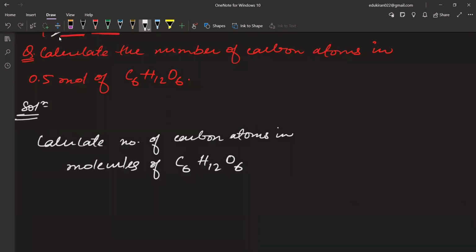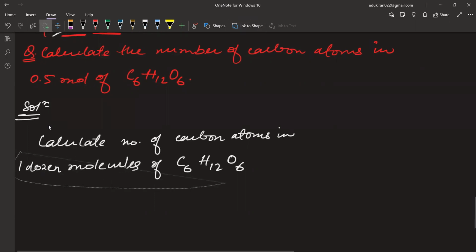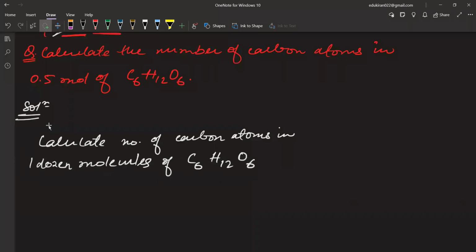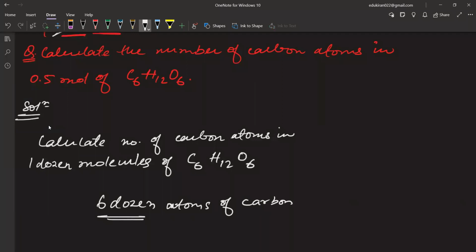If I tell you, calculate the number of carbon atoms in 1 dozen molecules of C6H12O6. How many? 1 dozen molecules of C6H12O6. 72. So we will say that we will have 6 dozen atoms of carbon. Yes or no? Correct? Please tell me. Aisha, Iram, Fahad, Fatima. Any doubt?